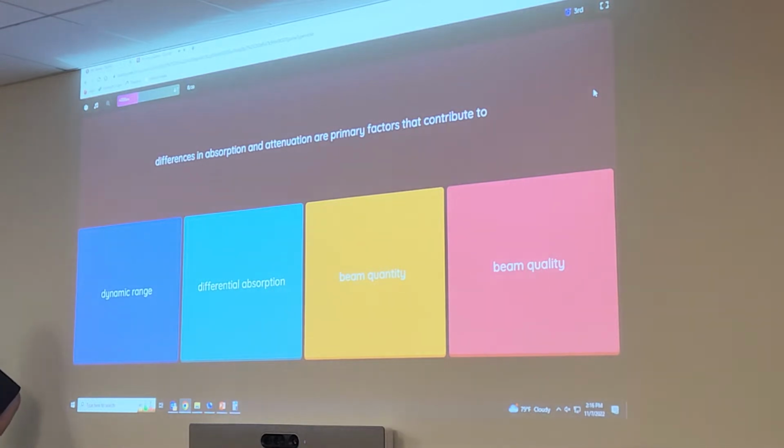Differences in absorption and attenuation are primary factors that contribute to differential absorption. Yes, all right. A bit louder, please, Muncie.